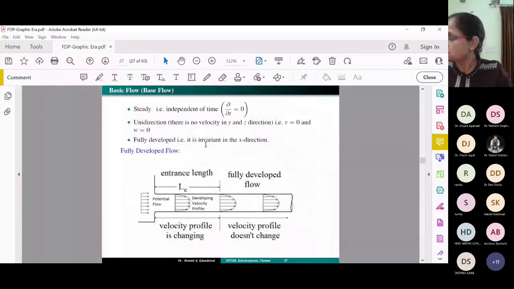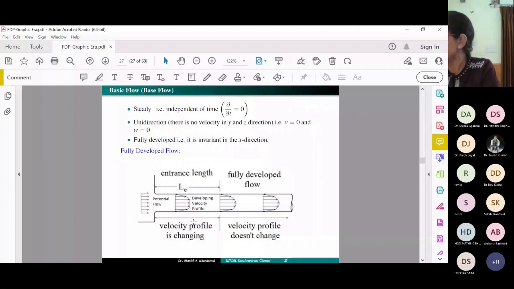First, in the channel problem, I have a few assumptions for that problem. The assumptions are realistic, not arbitrary. So the flow I have taken is steady, that means it is independent with respect to time. Unidirectional: the channel flow is two-dimensional, flow in one direction, the other direction is zero. And fully developed.